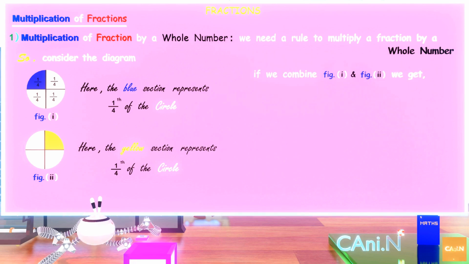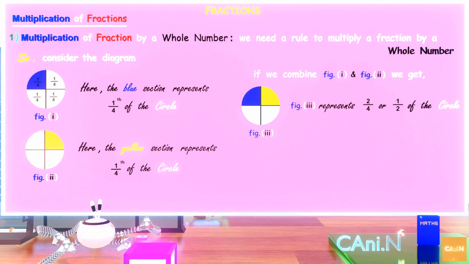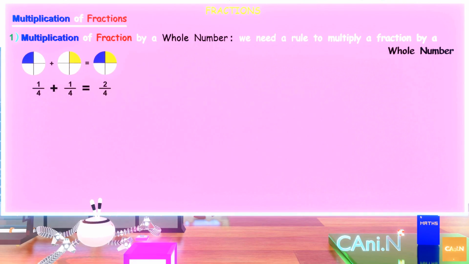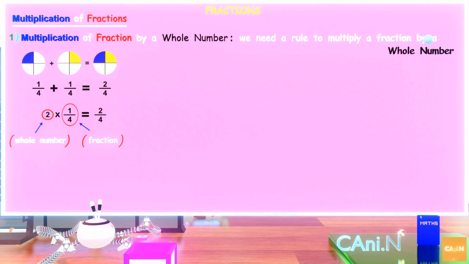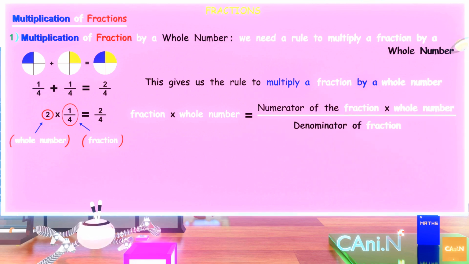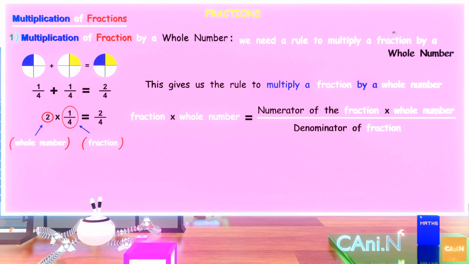Now, if we combine figure 1 and figure 2, we get figure 3, which represents 2/4, or half of the circle. So, this can be written as 1/4 plus 1/4 equals 2/4. This can be further simplified as 2 into 1/4 equals 2/4. Here we can see 2 is a whole number, and 1/4 is a fraction. This gives us the rule to multiply a fraction by a whole number, that is, fraction into whole number equals numerator of the fraction into whole number by denominator of the fraction.